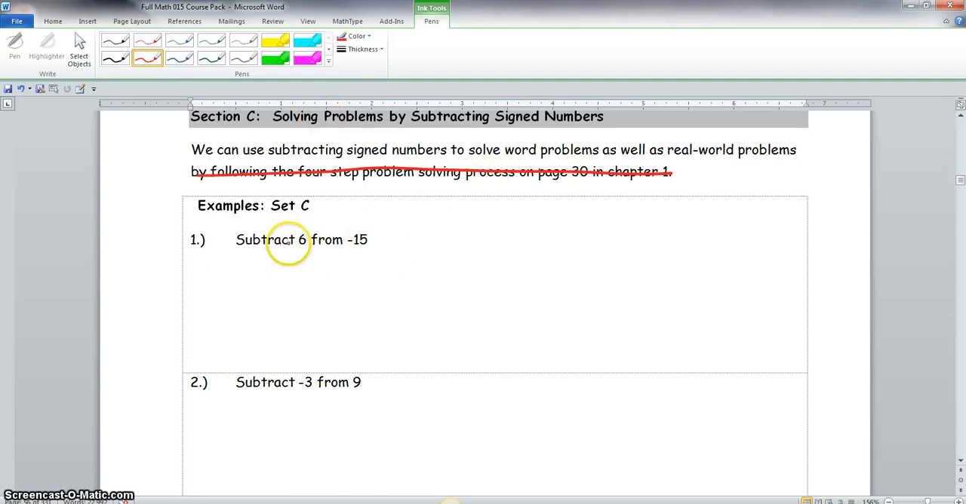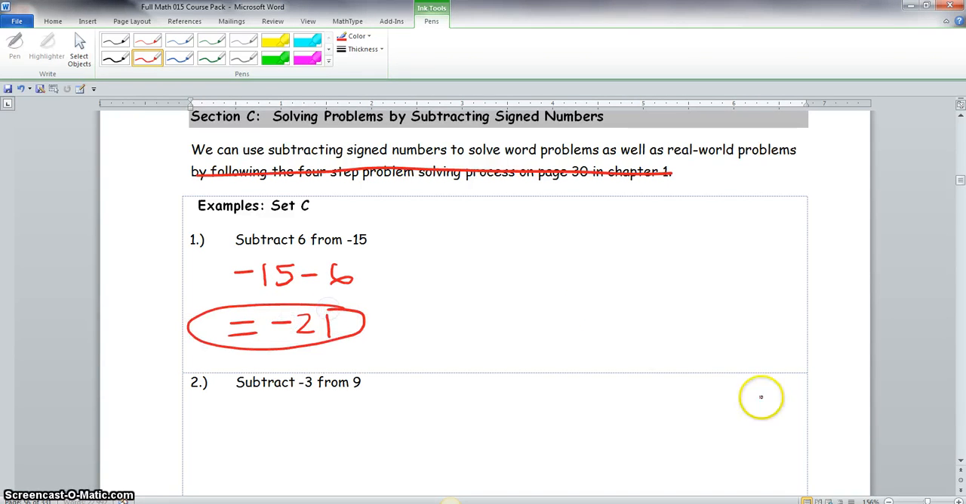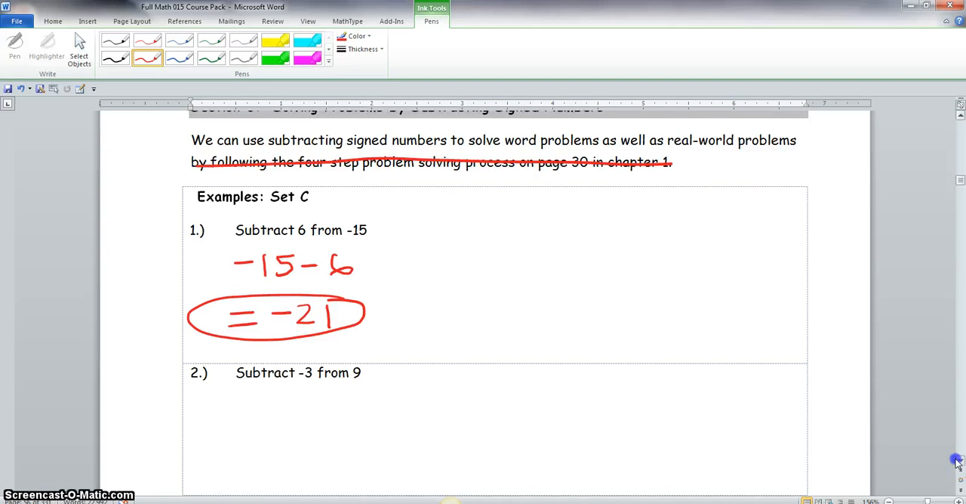Now if I said subtract 6 from your age, you will put your age first, minus 6, right? Subtract 6 from negative 15 is the same as saying subtract 6 from your age. So negative 15 minus 6, we know that's the same as negative 15 plus a negative 6. So we will add the numbers together, which would give us 21, and we would carry the sign. So this would be negative 21.